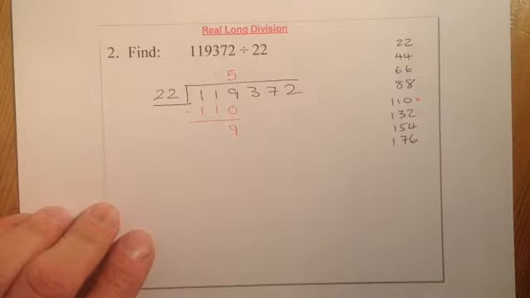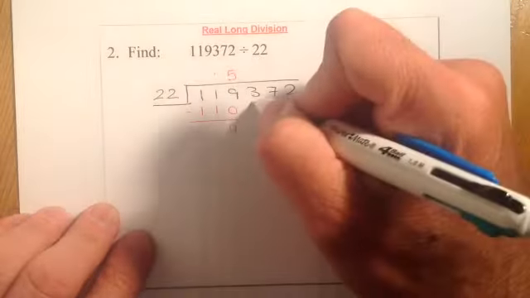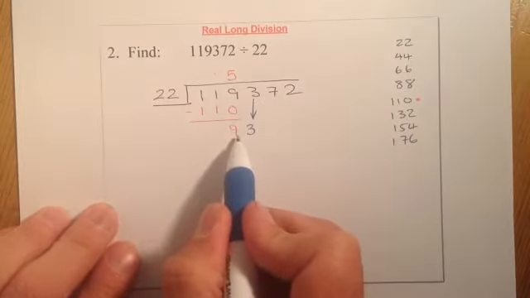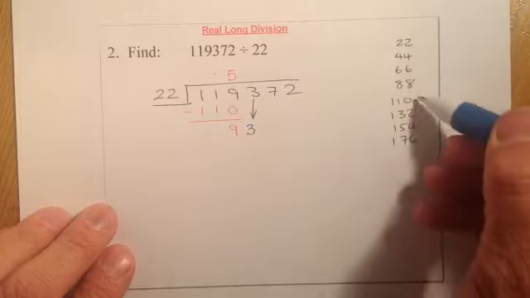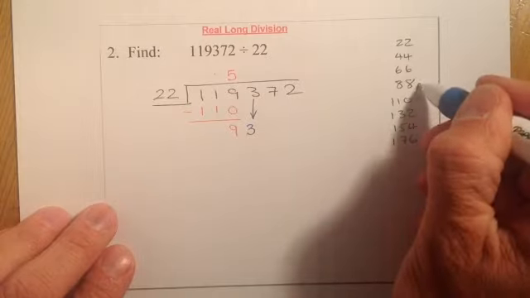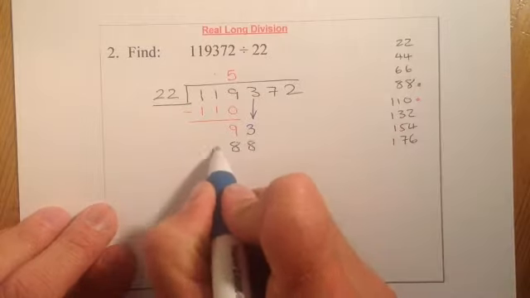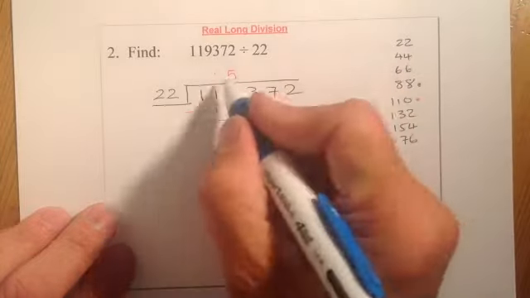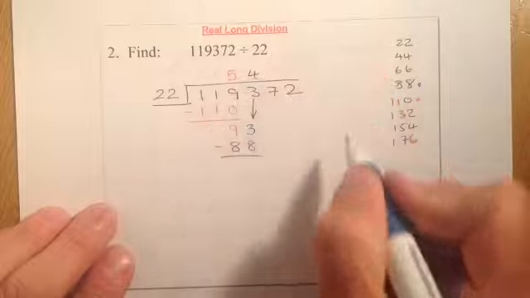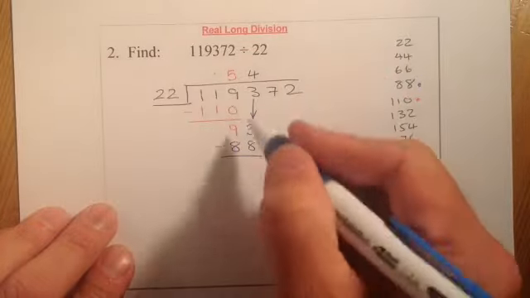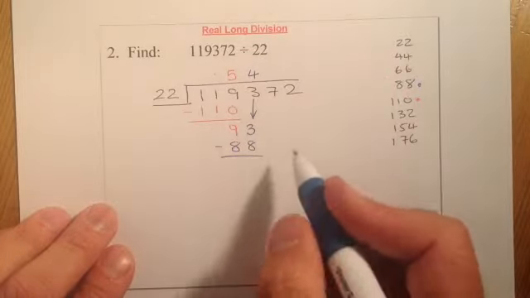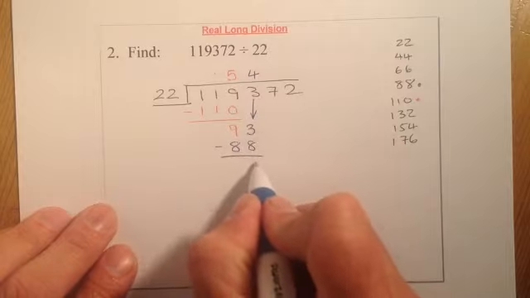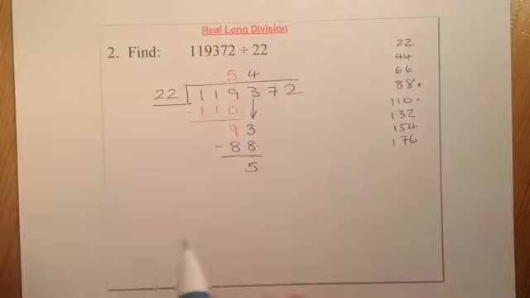What I'll then do is go to the 3 and bring the 3 down, so that's a 3 that goes here. How many 22s go into 93? For 93 I'm going to be using that number there, 88. That's 1, 2, 3, 4 times, 4 times gives me 88. Subtract that away, and we're left with 5.